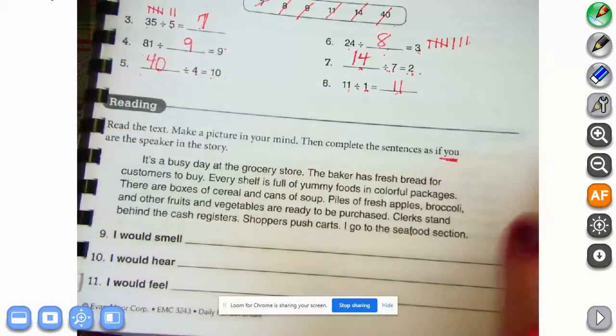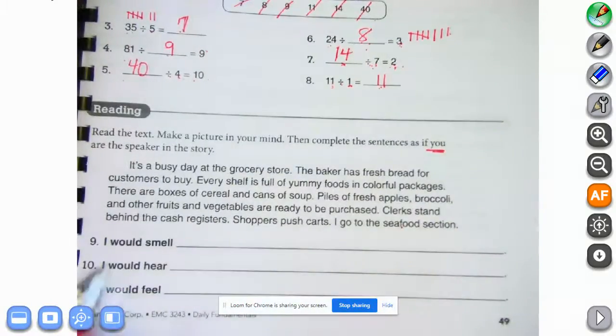All right. Under reading, it says read the text, make a picture in your mind, then complete the sentences as if you are the speaker in the story. It's a busy day for the grocery store. The baker has fresh bread for customers to buy. Every shelf is full of yummy foods in colorful packages. There are boxes of cereal and cans of soup. Piles of fresh apples, broccoli, and other fruits and vegetables are ready to be purchased. Clerks stand behind the cash registers. Shoppers push carts. I go to the seafood section.